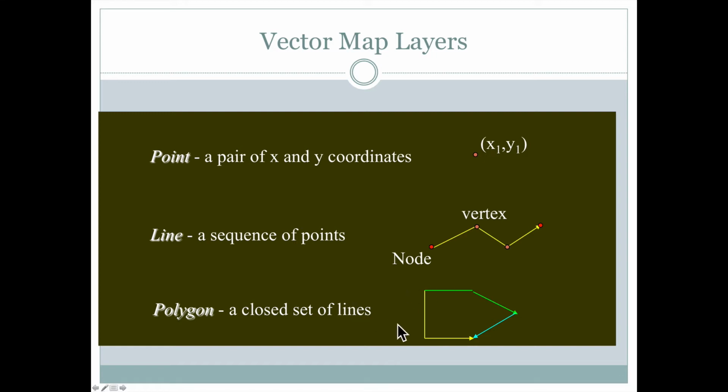With a polygon, we have a closed set of lines, so it closes in on itself, and the beginning node and ending node in that case would be the same. With, once again, every time we change directions on a line segment, that would be a new vertex.